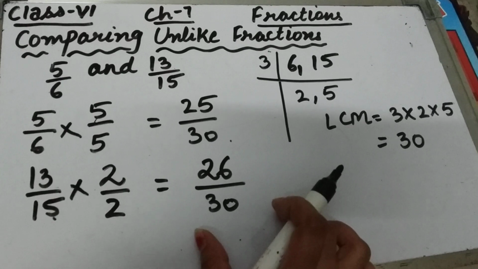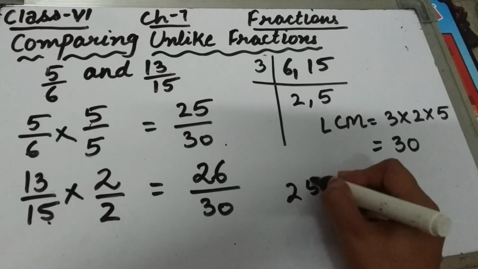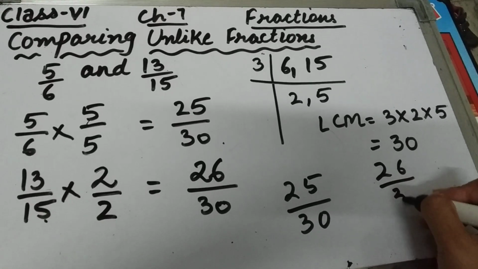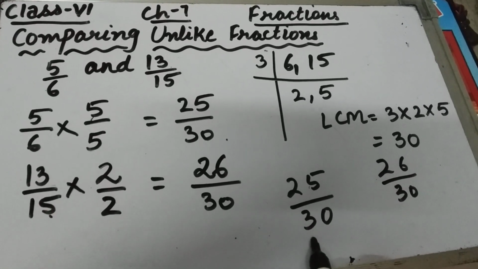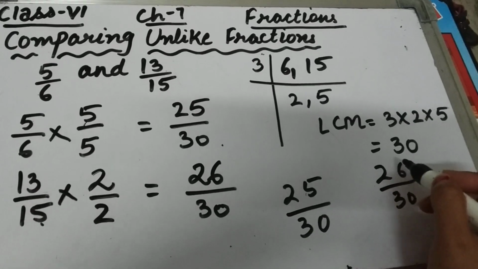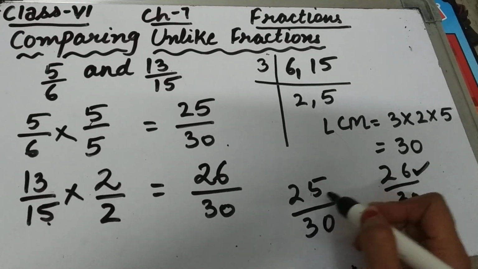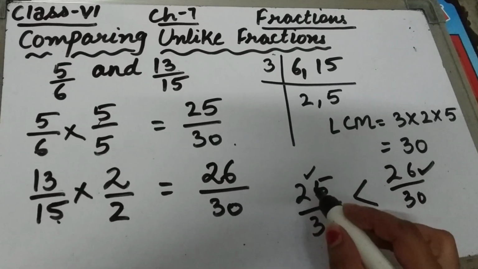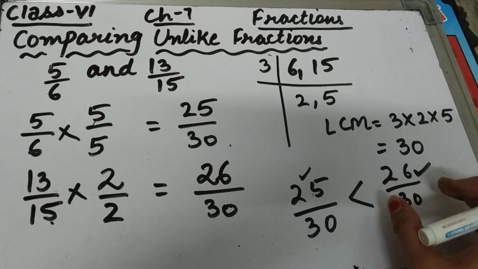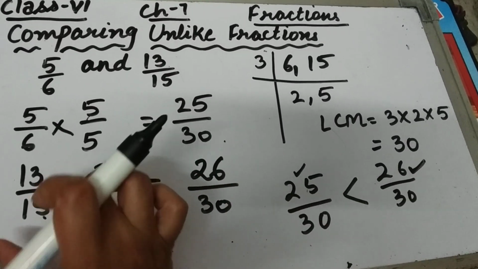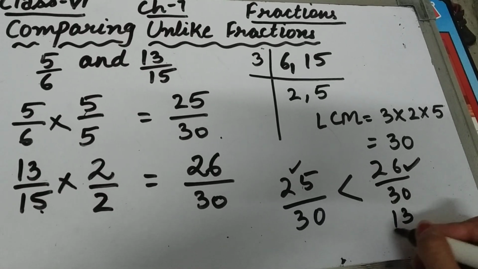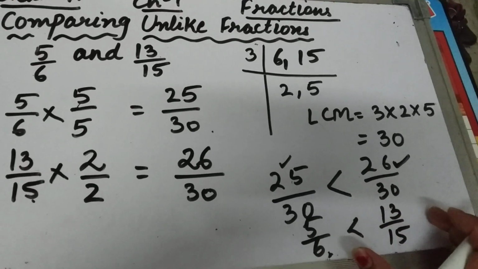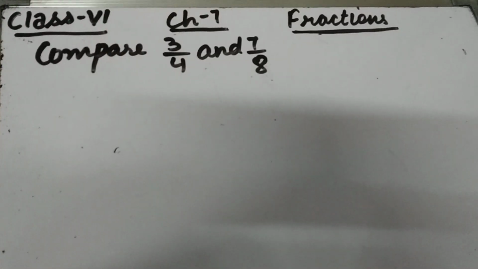Now it's very easy to compare. The fraction with greater numerator is greater and the smaller numerator is smaller, and here we have 25 upon 30 and 26 upon 30. The numerator of this fraction is greater and this fraction is smaller. So 26 upon 30 is greater than 25 upon 30, and 26 upon 30 comes from 13 upon 15. So you will write 5 upon 6 is less than 13 upon 15.